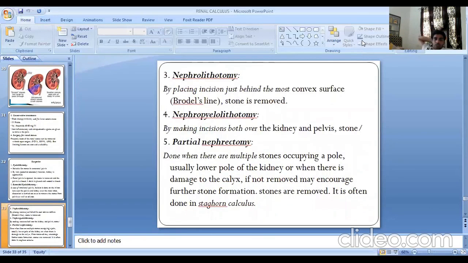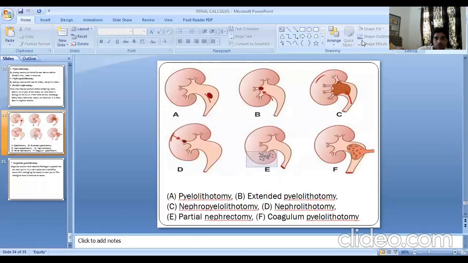Nephrolithotomy: by placing an incision just behind the most convex surface, the stone is removed. Nephropyelolithotomy: by making an incision both over the kidney and pelvis. Partial nephrectomy is done when there are multiple stones occupying a pole, usually the lower pole of the kidney, or when there is damage to the calyx. If not removed, it may encourage further stone formation. Stones are removed; it is often done in staghorn calculus.